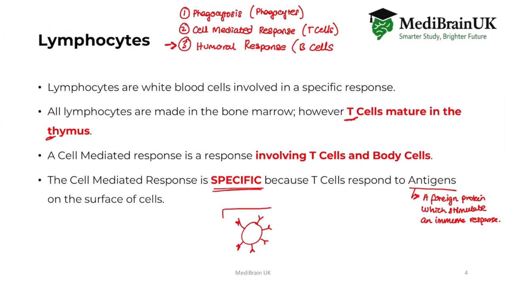Then these antigens are going to be recognized by T cells. T cells will come and bind to these antigens that the phagocyte has taken in, or any body cell that has taken in these pathogens. Any antigen presenting cell which it has found, it will go and bind to. That's why it's a specific response, because it only binds to the antigens that are present on those specific T cells.